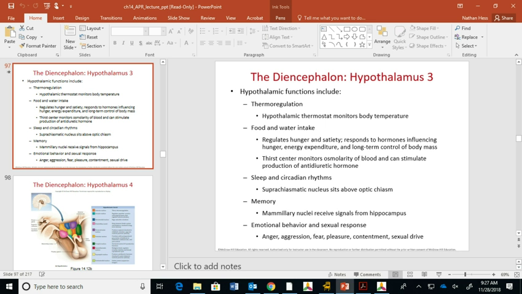Memory is another piece that the hypothalamus plays a part in. And then emotional behavior and sexual response: anger, aggression, fear, pleasure, contentment, sexual drive, all controlled through the hypothalamus. It's pretty impressive.